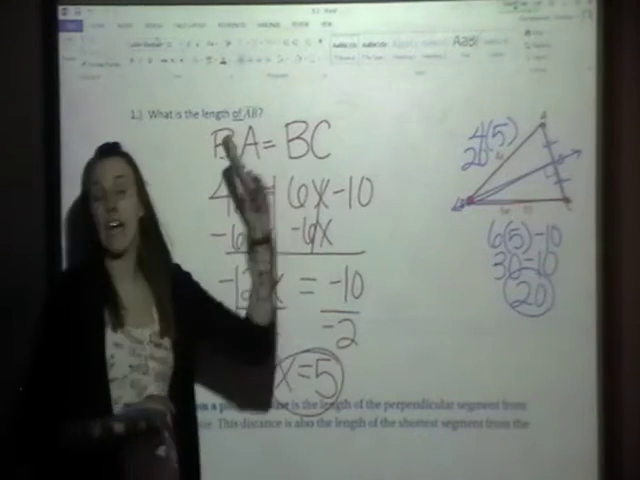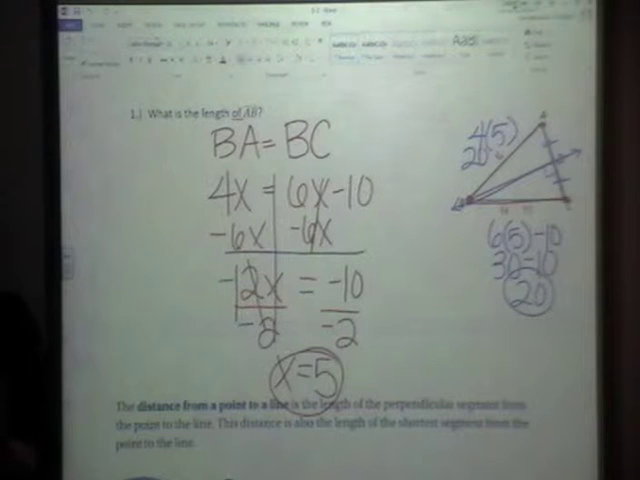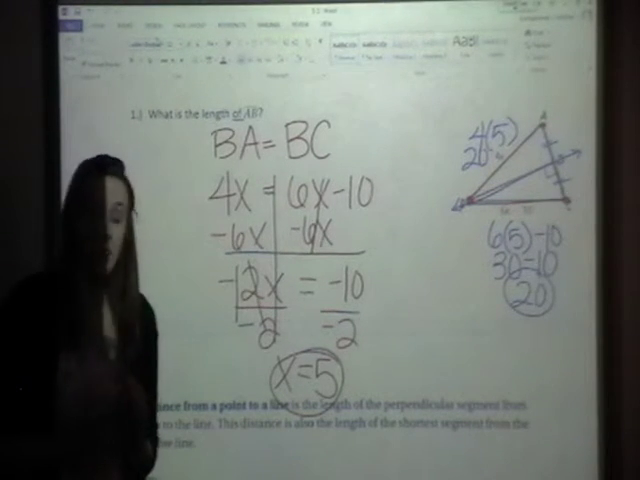When I plugged in x equals 5, I got 20 and 20. Didn't we already say that they should be equidistant, that they should be the same? Okay, I just verified that.